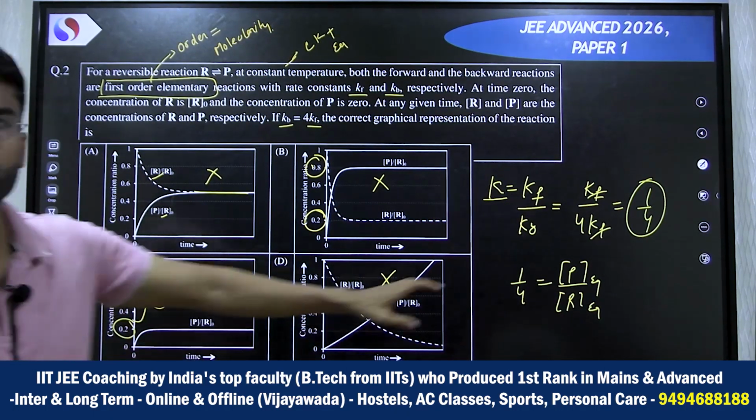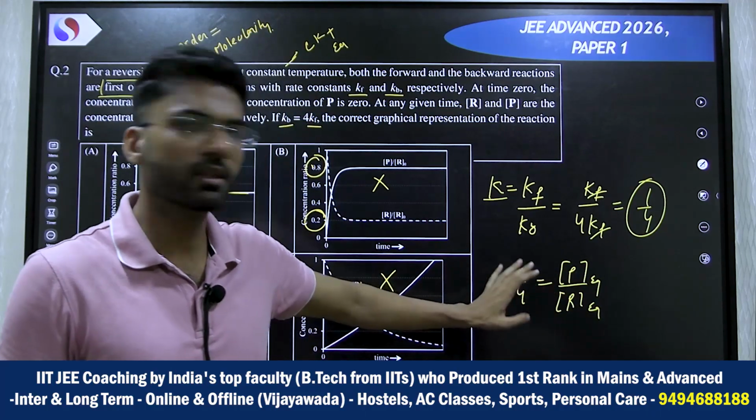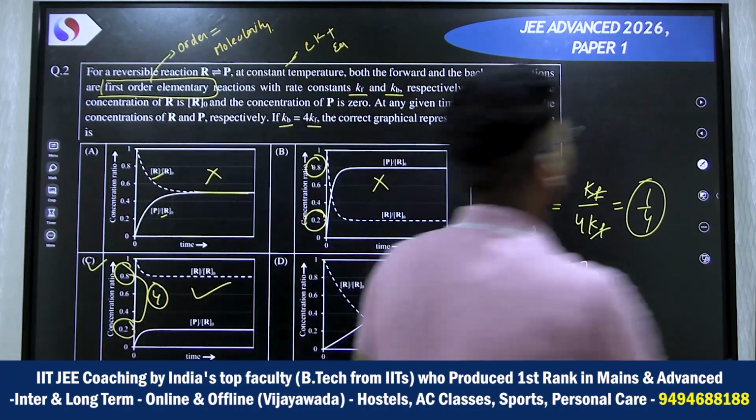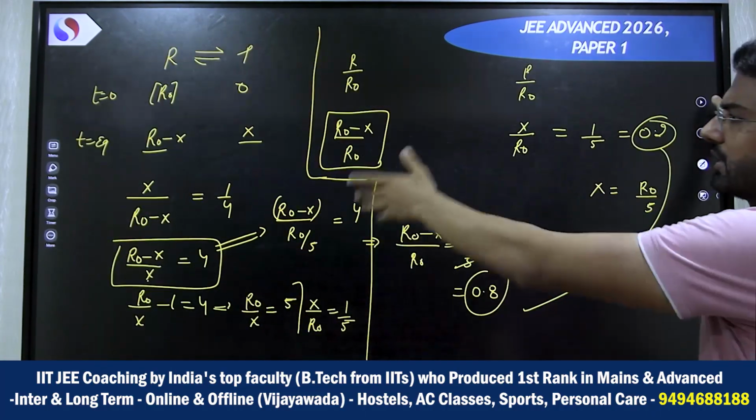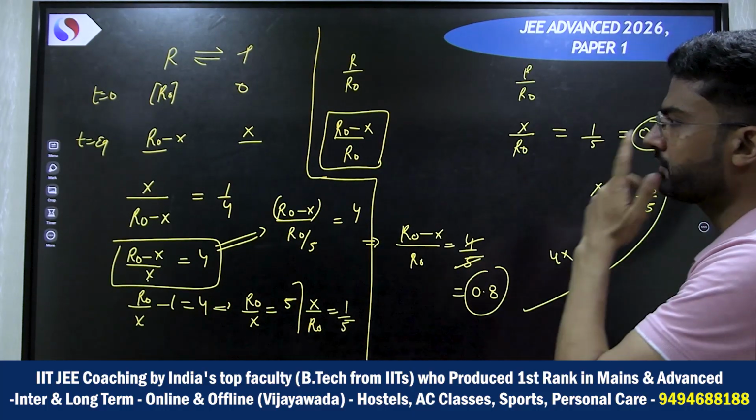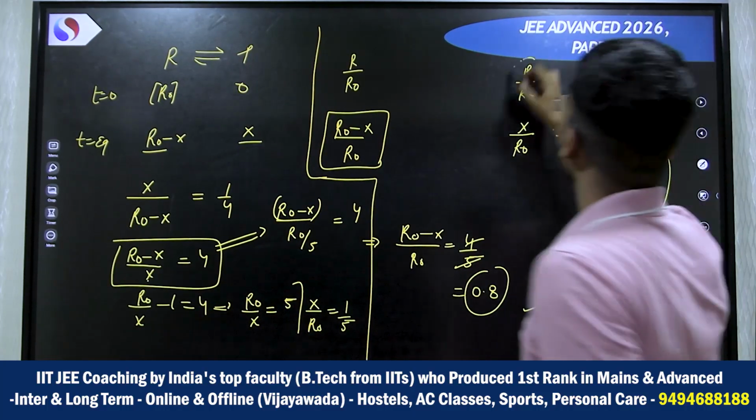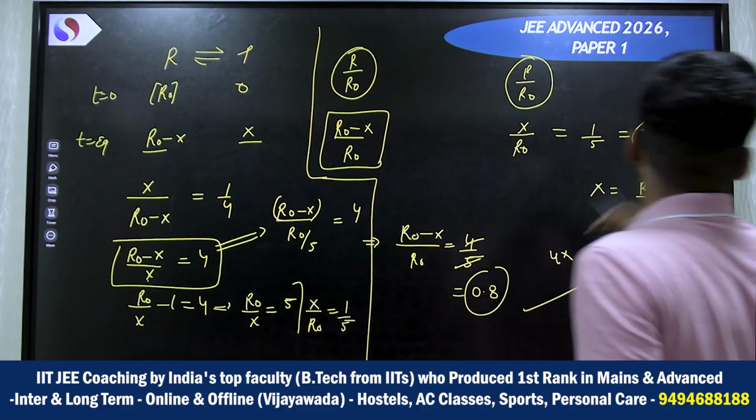So either you can answer this question in this shortcut way, or you can solve it completely and calculate the values of R by R naught and P by R naught.